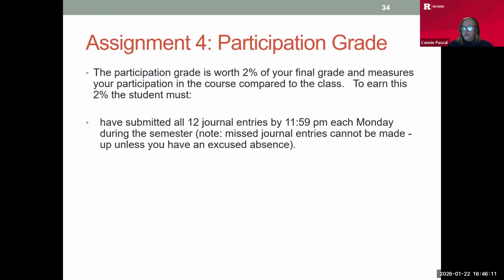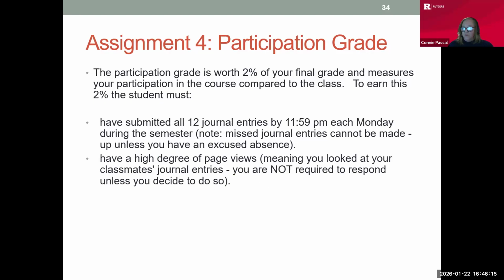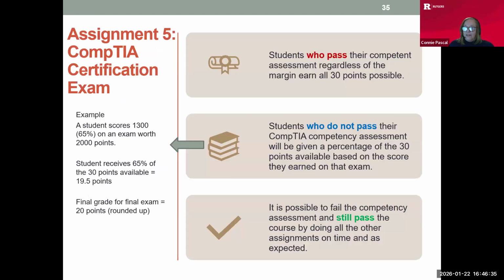This is that participation grade, as I said before. So 12 journal entries by 11:59 on Monday, and a high degree of page views, meaning that you looked at your classmates' journal entries. You do not have to respond; you just have to look at them. And partial points will be awarded. So if you don't get everything in on time, but you read a lot of your classmates' reflections, then you'll get 1 point, or vice versa. And they are awarded at the end of the class.